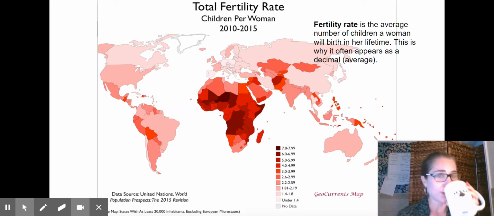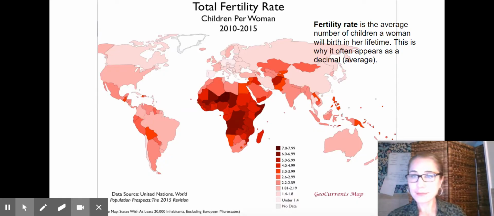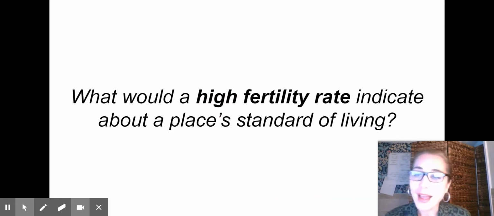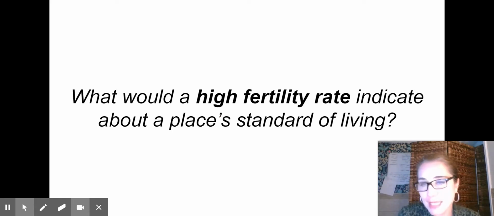So while you think about that question, what would a high fertility rate indicate about a place's standard of living?